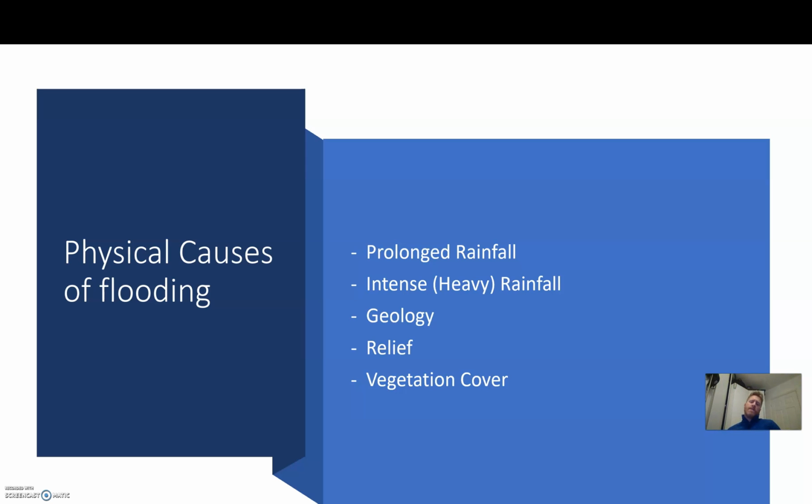So, vegetation cover. If you have a river in a drainage basin where there's lots of plants and trees, then those plants and trees are going to intercept the rainfall and therefore reduce the amount of water going into the river and reduce the amount of flooding. So hopefully that gives you an example of how you might explain these.